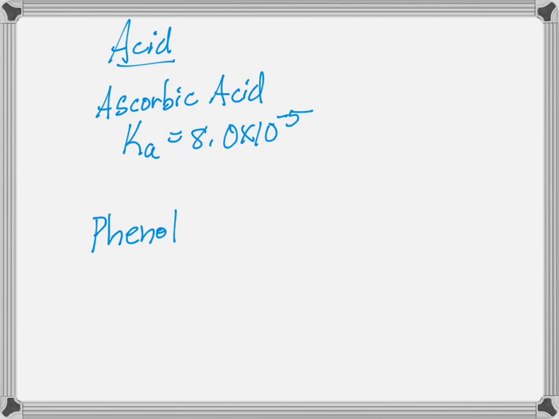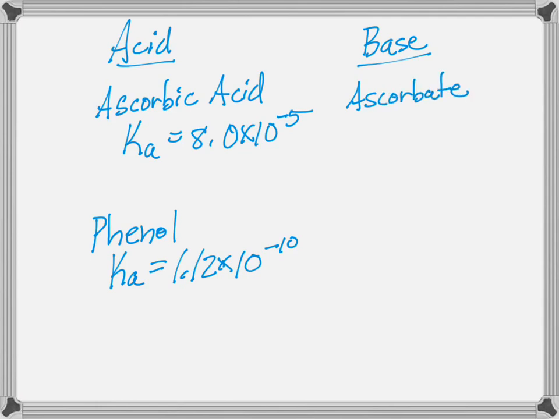Ascorbic acid's Ka is around 10 to the minus 5. Phenol's Ka is around 10 to the minus 10, which means that ascorbic acid is a stronger acid than phenol is. The conjugate base of ascorbic acid is called ascorbate.